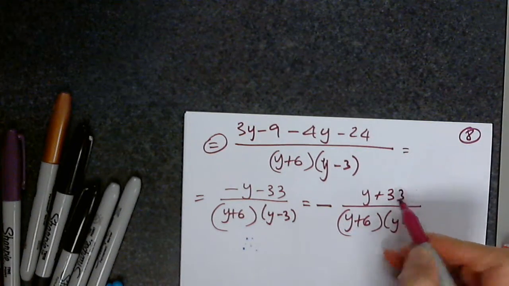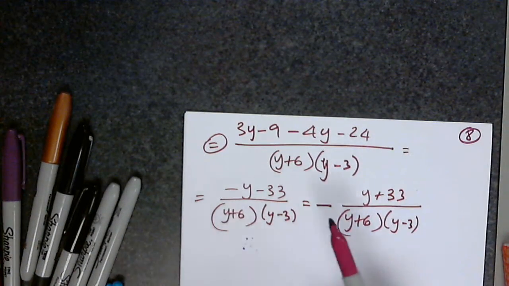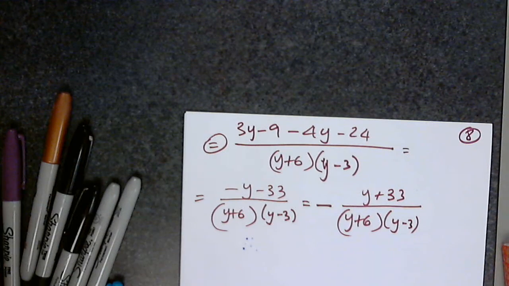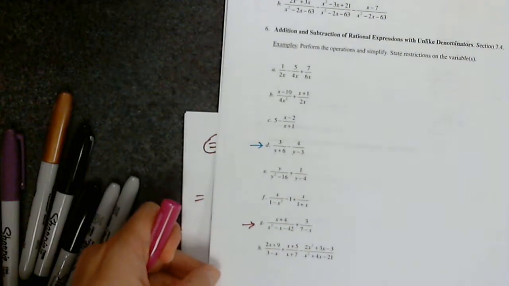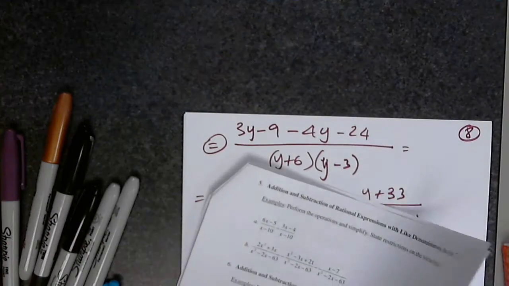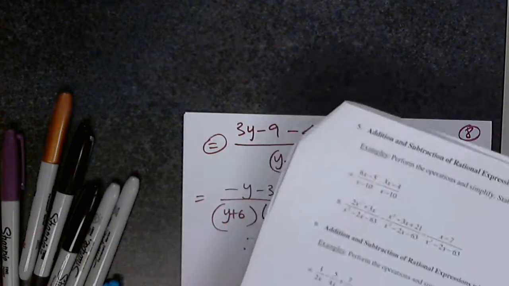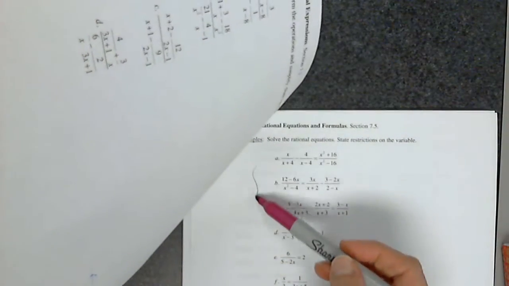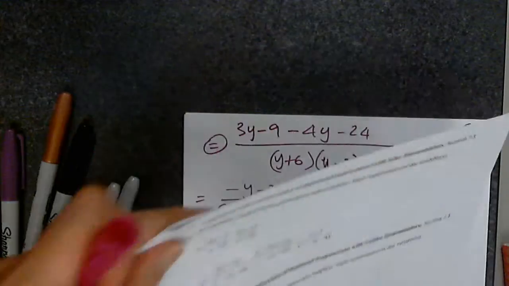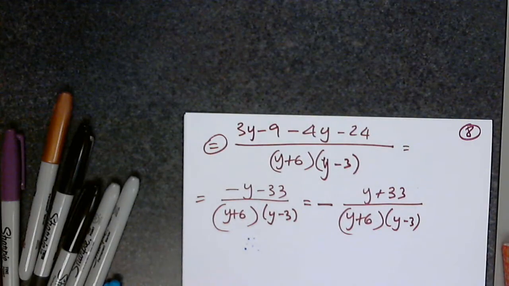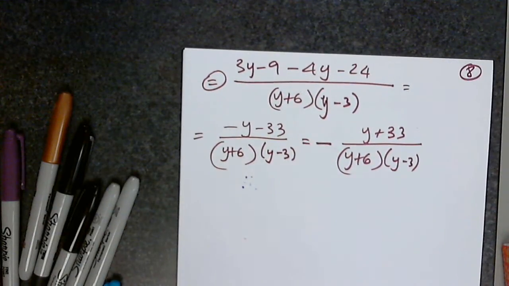Very good. Because negative 1 times y is negative y, and negative 1 times 33 is negative 33. Excellent. I would like to continue with G. If we get this, and we understand how to add these rational expressions, this will be a breeze. Solving the equations will be a breeze. Okay? Because it's the same thing. We're going to do the same thing. Just there will be an equation instead of an expression.